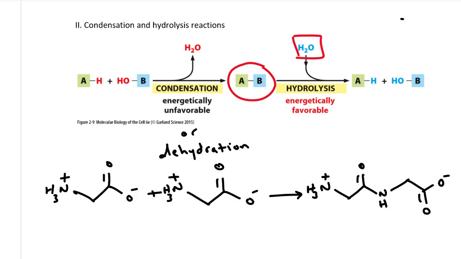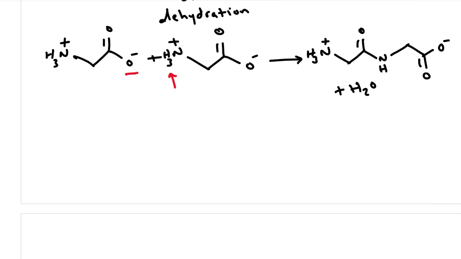Now, where does the H2O come in? Because this is going to give us also an H2O. The H2O comes from this oxygen and two hydrogens from the NH3+. Now, in the case of a hydrolysis reaction where that bond is broken, you come from here and you go in this direction. Two separate reactions, hydrolysis and condensation.